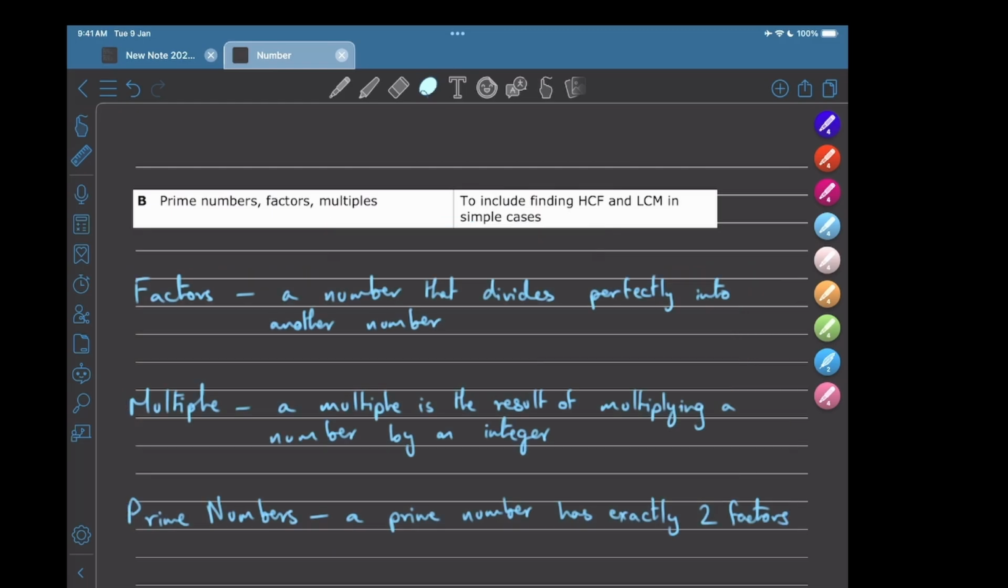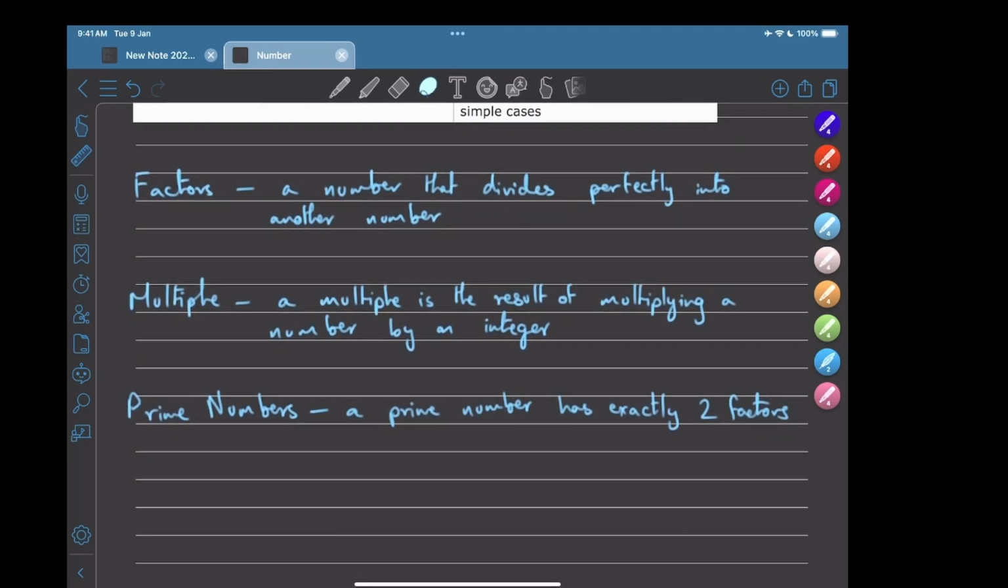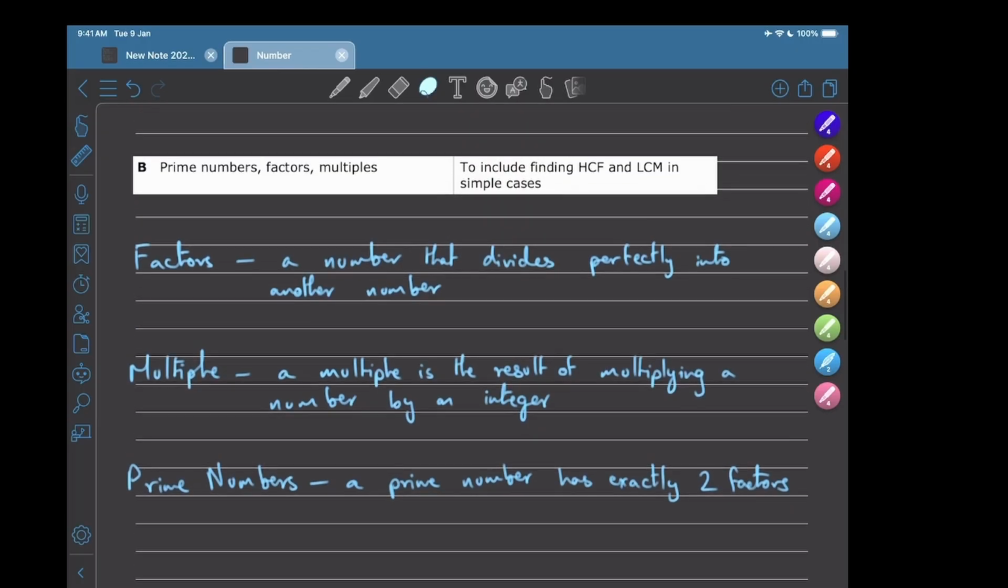All right, so now we need to know three important components when we are talking about this specification, where we will further have to discuss HCF and LCM. Before we go into that, we need to know three important components, which are prime numbers, factors, and multiples. I have organized it in a way that's easier for you to comprehend. So factors are basically the numbers that divide perfectly into another number.